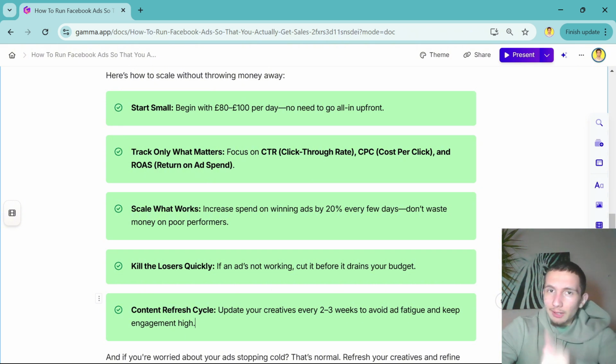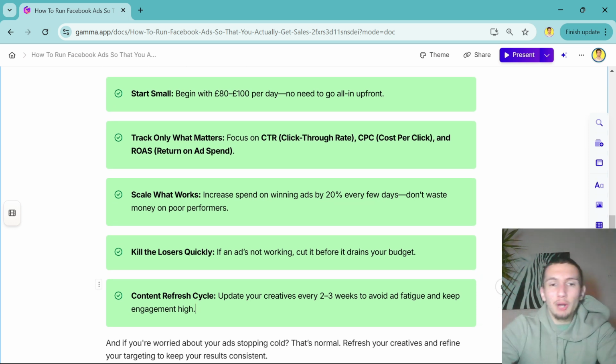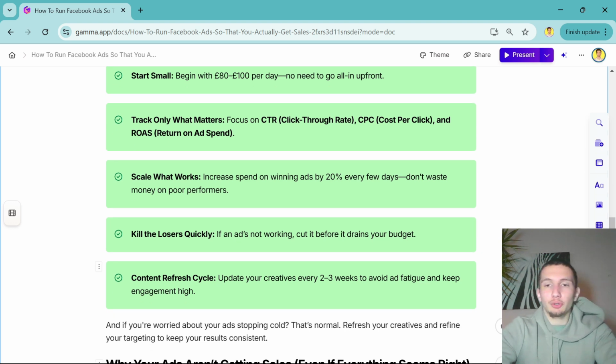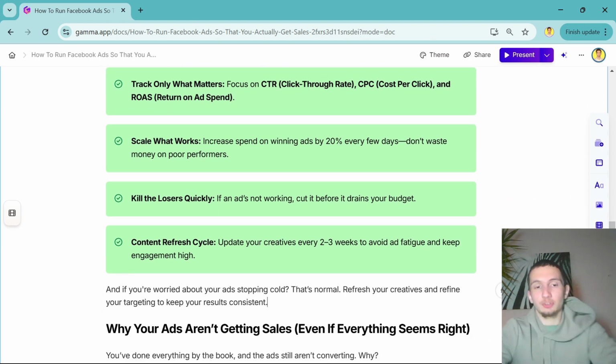If you nail it, you've just broken through to a gold mine. That's what it is. If you're worried about your ad stopping cold, that's normal. Refresh your creatives and refine your targeting to keep your results consistent.